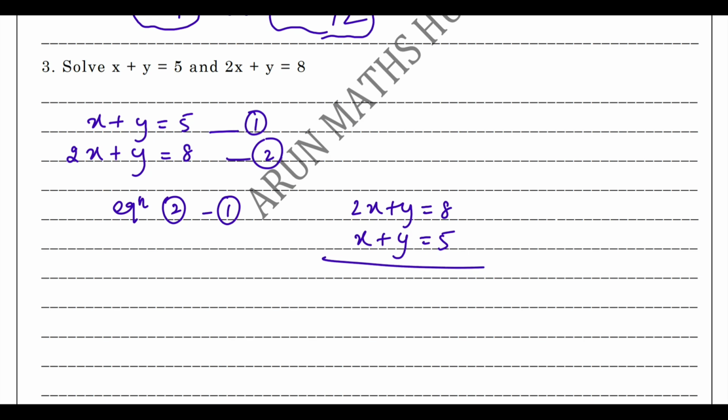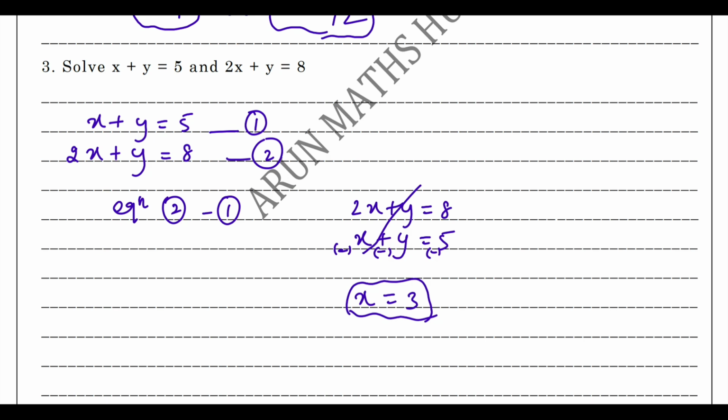In the same way, x plus y equals 5. Now the sign will change in the subtrahend, that is, minus becomes plus, and plus becomes minus. Here all we have is the plus sign. Now plus y minus y, you cancel. 2x minus x is x, 8 minus 5 is 3. Now we got the x value as 3.